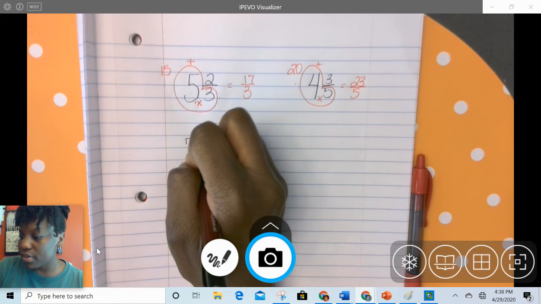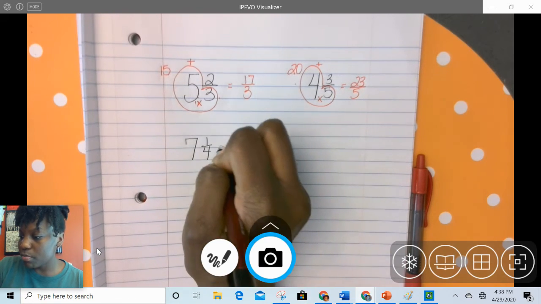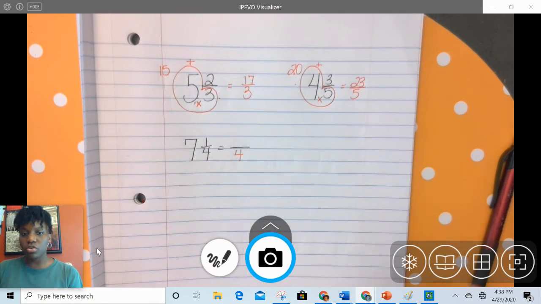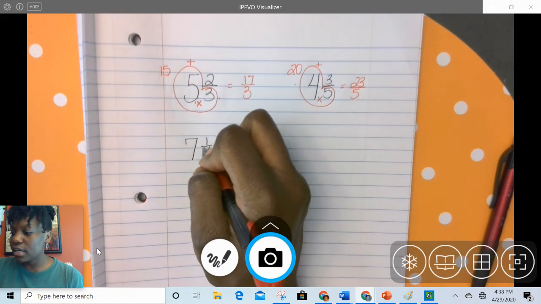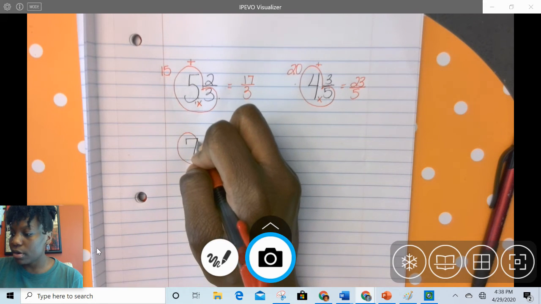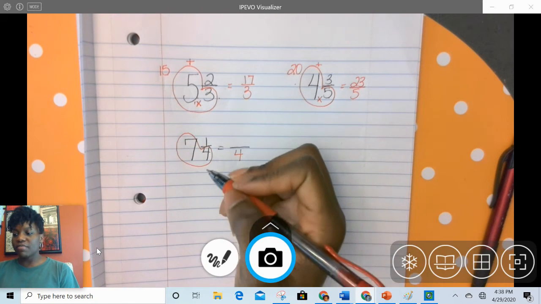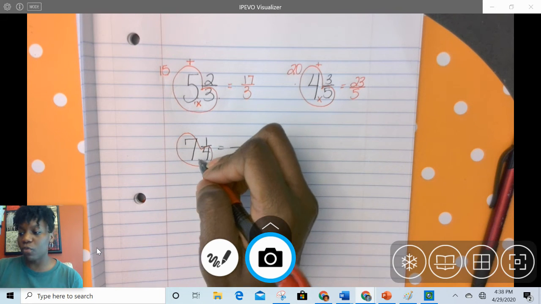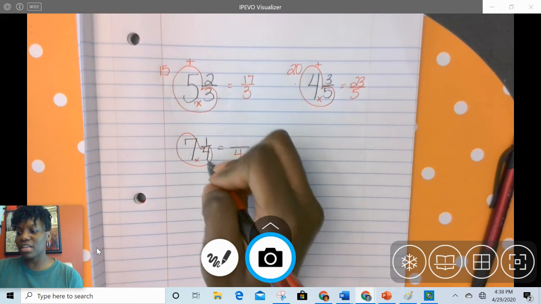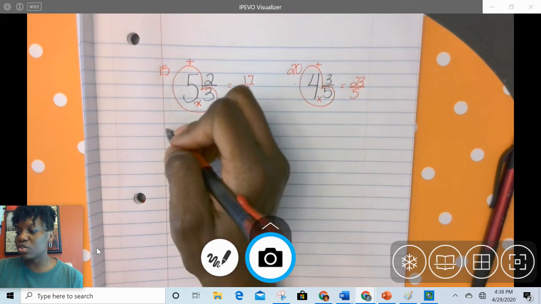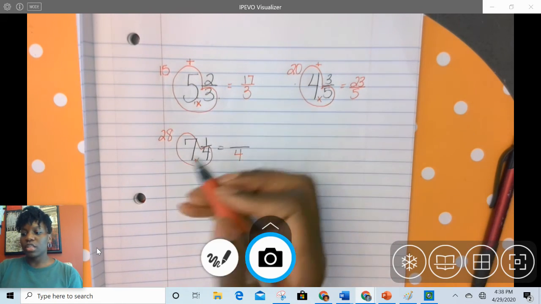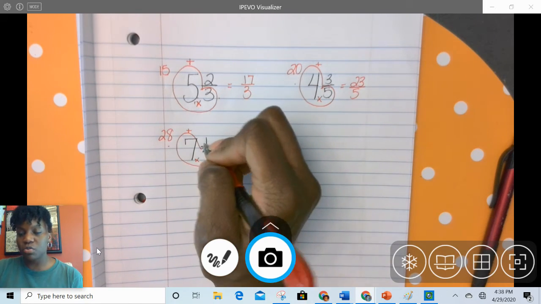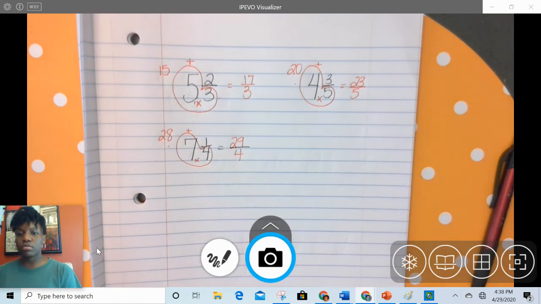Let's go with 7 and 1/4. Now remember, we're trying to figure out how many fourths this is going to equal. That's our whole goal. So we're going to take the denominator and the whole number, and I have 7 sets of 4 fourths. So I'm going to multiply, and that's going to give us 28 fourths. Then we're going to add the 28 fourths to the 1/4 that's listed here. And 28 plus 1 is going to give us 29 fourths.